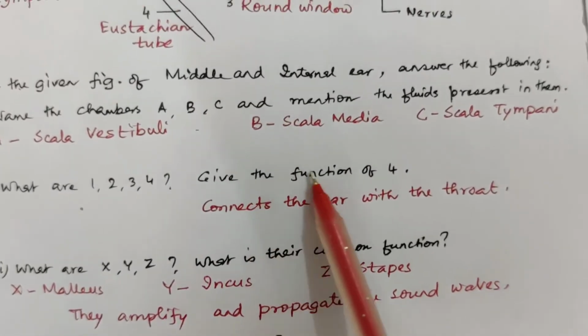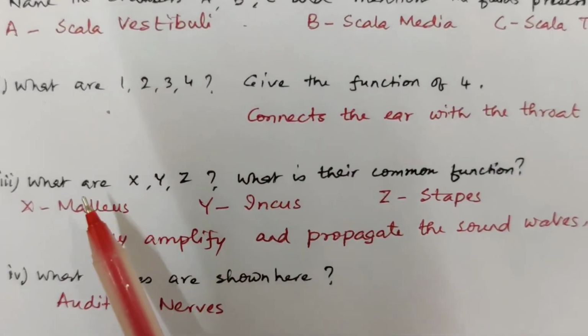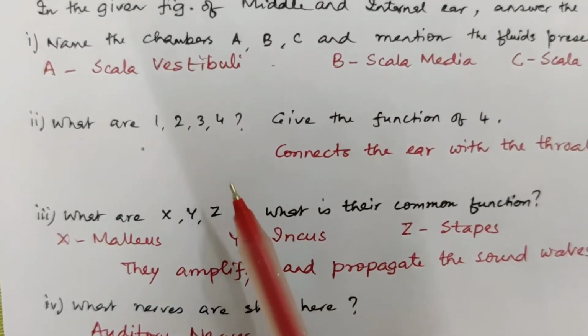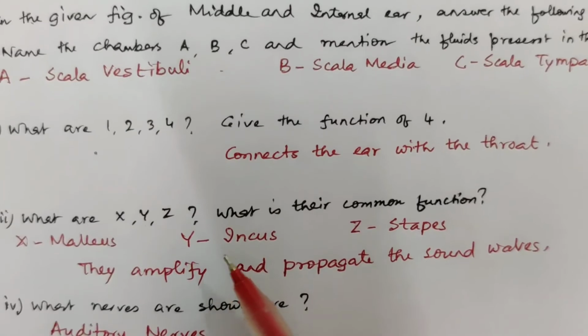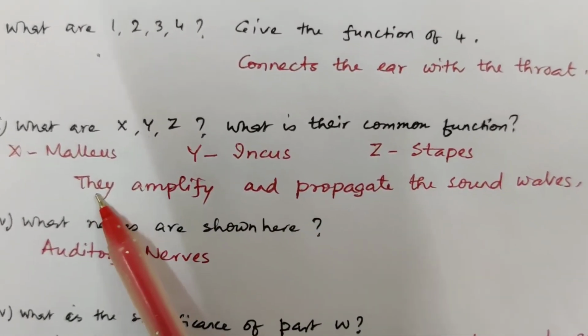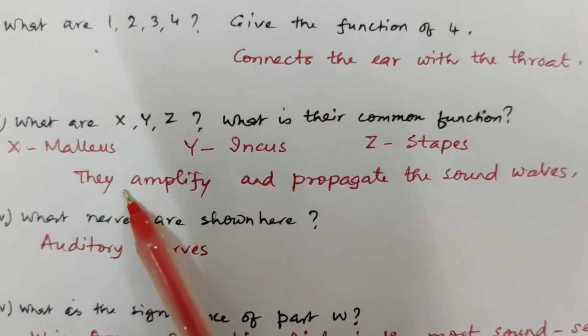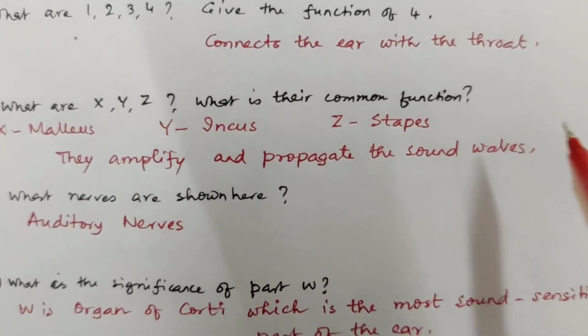What is the function of 4, means eustachian tube? It connects the ear with the throat. What are X, Y, Z? These are the three ossicles. X is malleus, Y is incus, and Z is stapes. What is their common function? All these three, they amplify and propagate the sound waves.